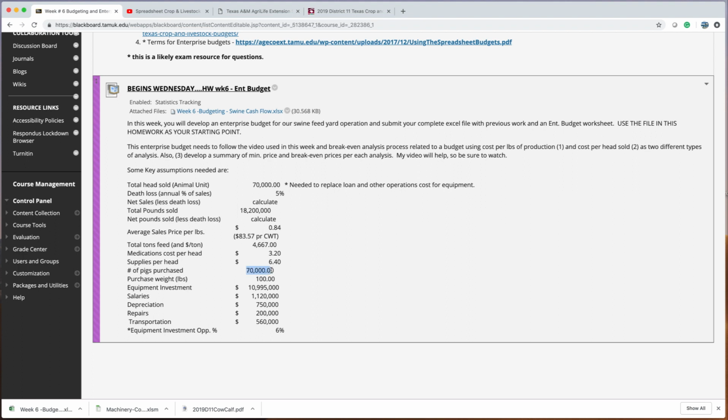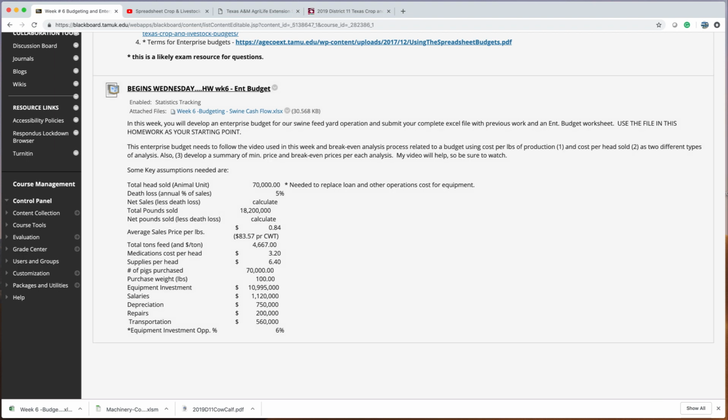We're buying 70,000 pigs in total now. We're buying them even though we lose some later, so that's not going to change. We're buying them at 100 pounds, and we're paying a price here in your budget, I think, is listed. I may add that in here to help you. Then equipment, we're just looking at $10,995,000 worth of equipment, and we're going to use 6% as they did in the budget. And then you've got salaries, depreciation, repairs, you got some base cost. These are all right out of your cash flow budget.